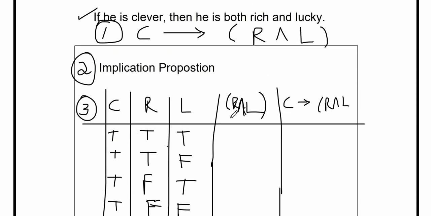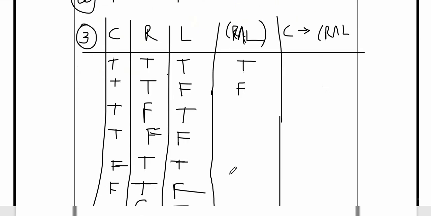Okay, now we need to solve the rich and lucky. So for rich and lucky, we need both of them to be true for the result to be true. So rich and lucky both have to be true. So this is true because both are true. Only one is true here, so the answer is false.